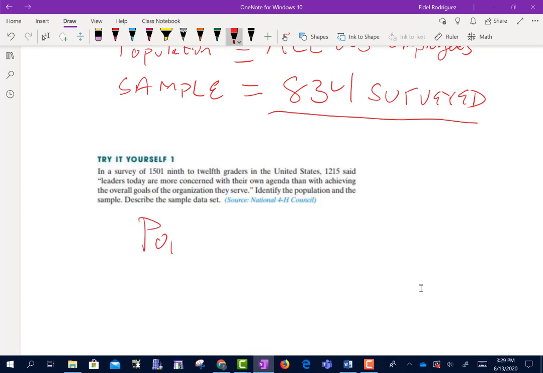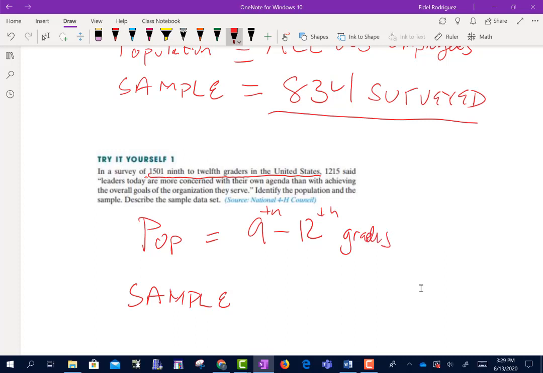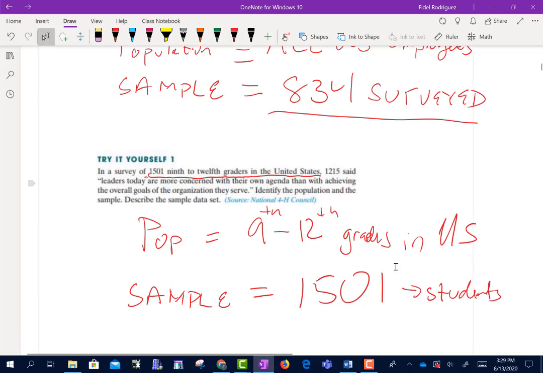Okay, so again, we're going to talk about population and we're going to talk about sample. Okay, so look what they're surveying. They're surveying 9th to 12th graders in the United States. Okay, so that's going to be my population: 9th to 12th graders in the U.S., okay? The sample is the 1,501 students that they surveyed, okay.